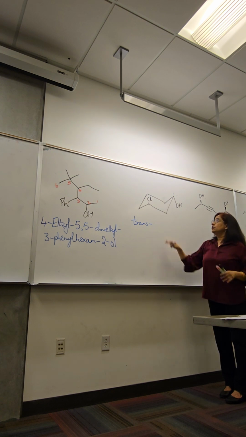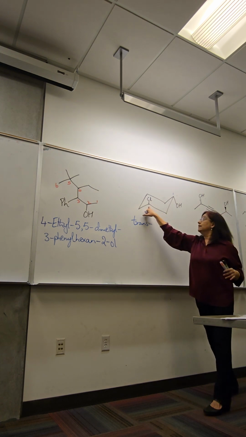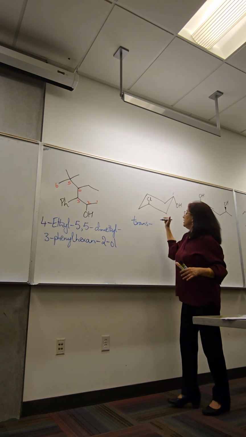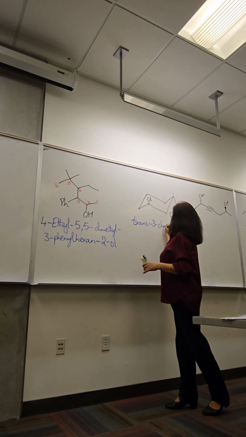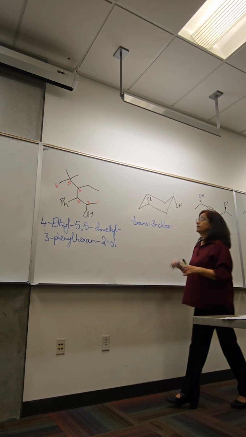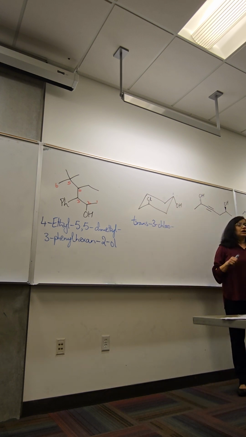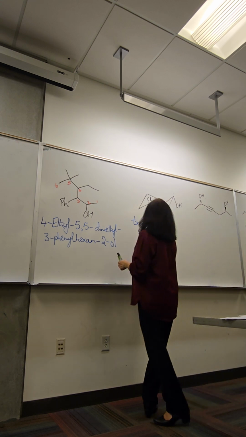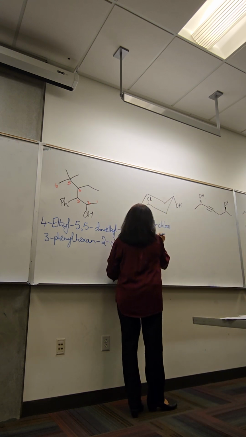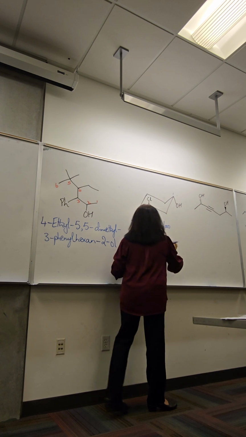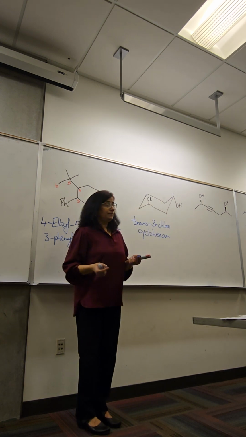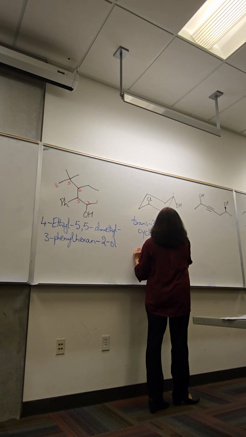Okay, group. So where is this guy? 1, 2, 3. Chloro. Agree? Now the parent. So what's the parent? Cyclohex, and because there's no double bond in there, and all.